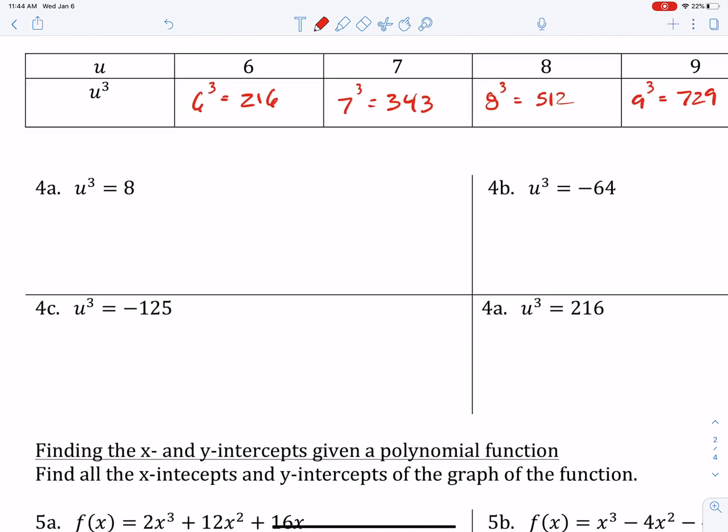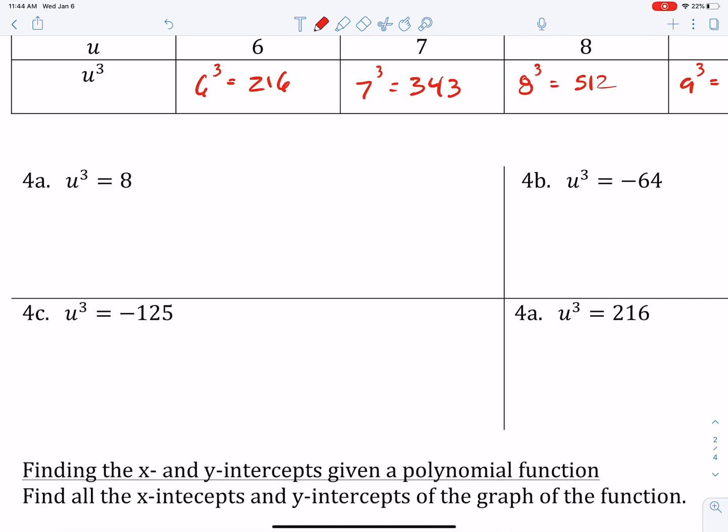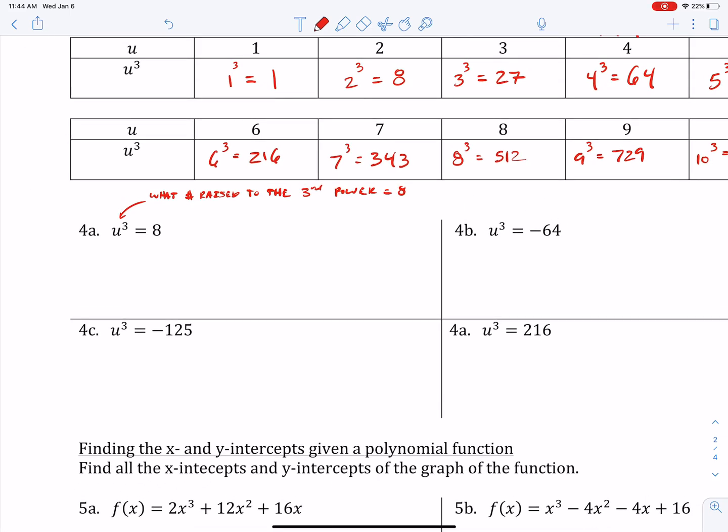So here we have u to the 3rd power equals 8. What we want to do right here is we want to figure out what number raised to the 3rd power equals 8. Okay, what number raised to the third power equals 8? Well, I know by looking here it's going to be 2, right? 2 to the third power equals 8. But let's kind of do this long form.